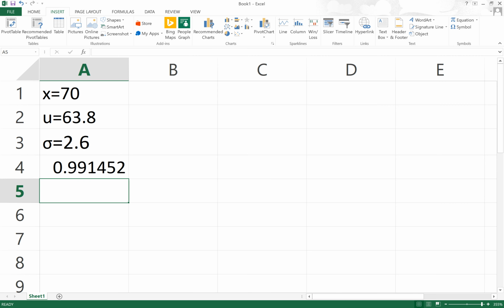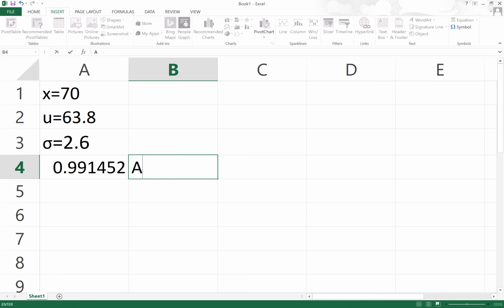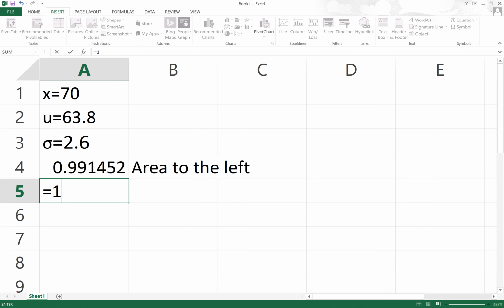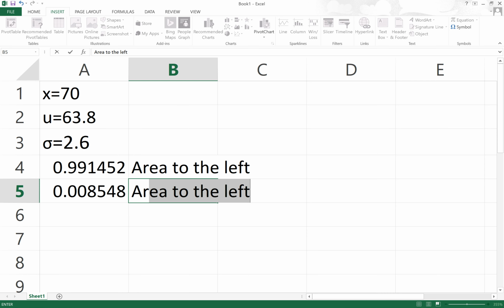So if you want the area to the right, this is the area to the left, so the area to the right is equal to 1 minus the previous value. Okay, now this turned out to be 0.008548. So again, in Excel you can get an answer with much more accuracy, but it's approximately the same result. So that's the area to the right.